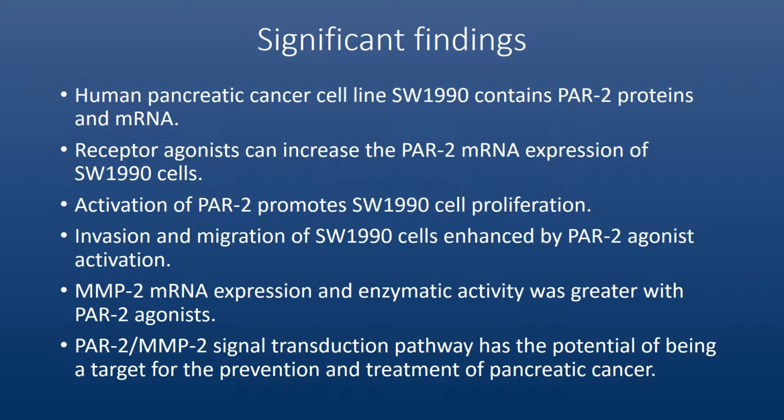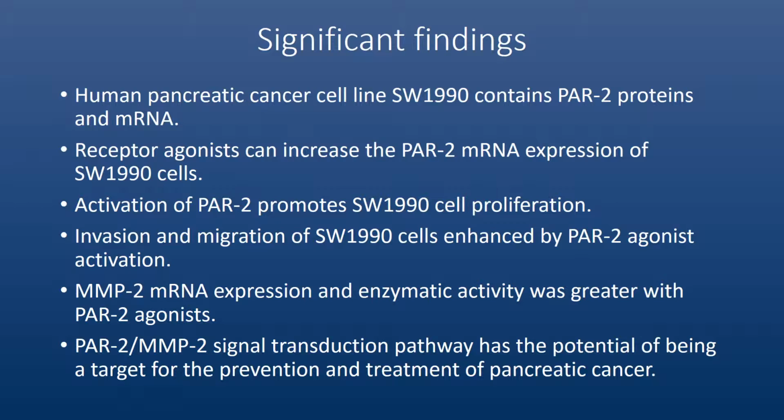In summary, the human pancreatic cancer cell line SW1990 was found to express part 2 mRNA, which produces the part 2 proteins that are found in the cytoplasm and cell membrane. This evidence might be associated with the pancreatic cancer cells found within patients that have pancreatic cancer. Additionally, when receptor agonists like endogenous trypsin were used, they increased the part 2 mRNA expression of SW1990 cells, which could relate to part 2 activating abilities of trypsin within pancreatic cancer patients.